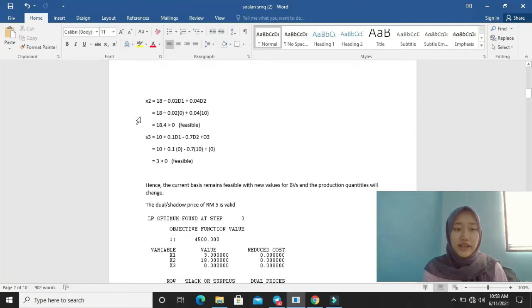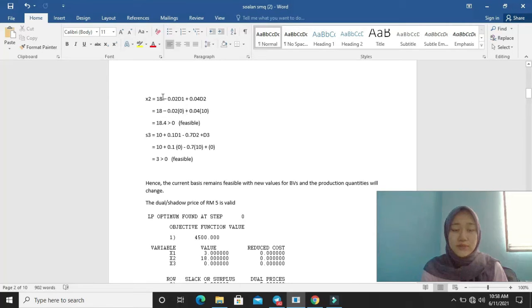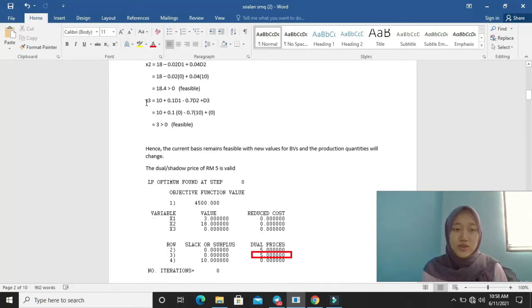Alright, for x2, we also substitute the value that we obtained for d1 and d2 into this equation. So we obtain the value of x2 is 18.4, which is greater than 0 and it is feasible. Same goes for x3. We just substitute the value of d1, d2 and d3, which d1 is equal to 0, d2 is equal to 10 and d3 is equal to 0. So we obtain the value of x3 is 3, which is greater than 0 and it is also feasible.